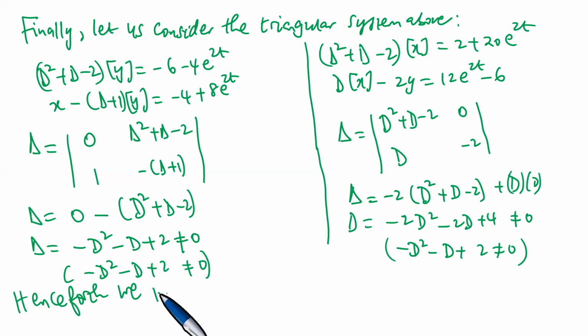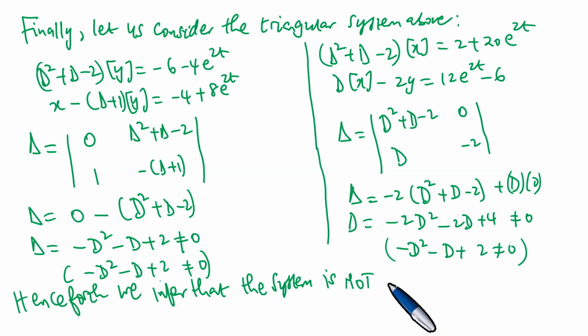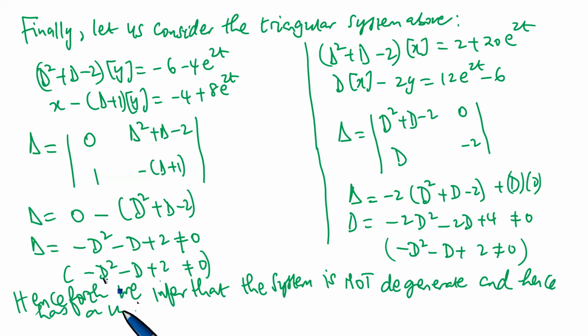Henceforth, we infer that the system is not degenerate. And hence, has a unique solution. Okay, if the delta was zero, then the system was going to be degenerate. And if it's degenerate, then it means you do not have a unique solution.